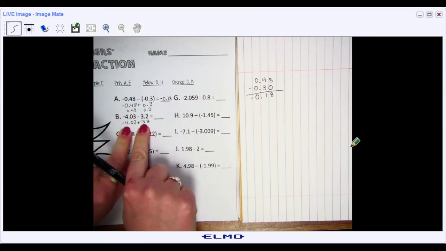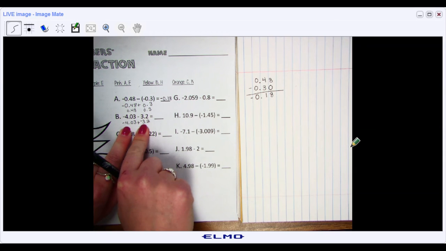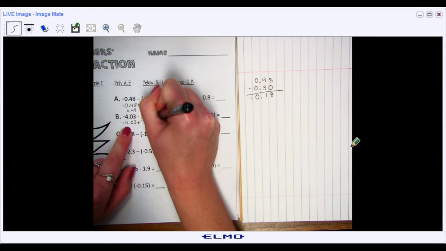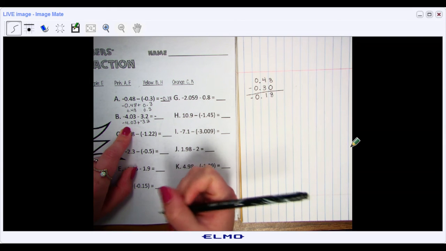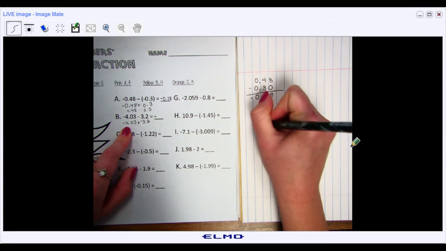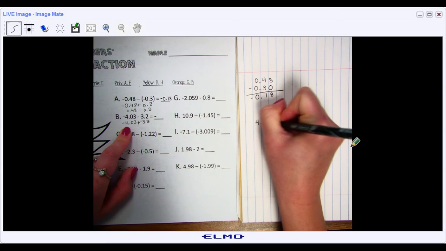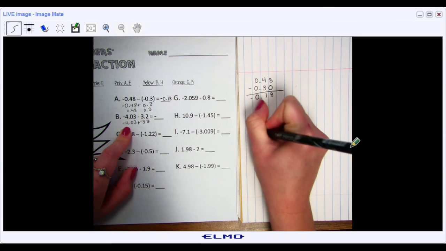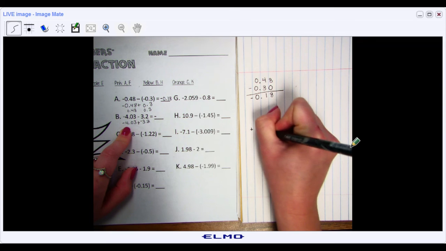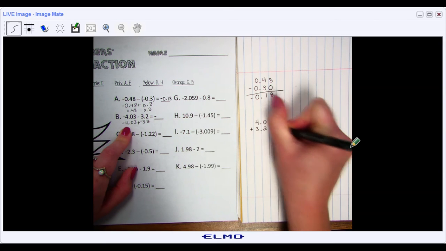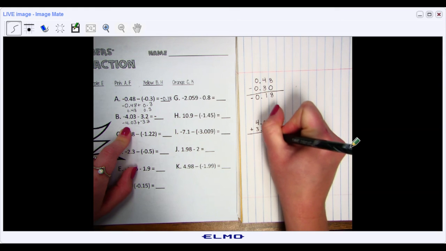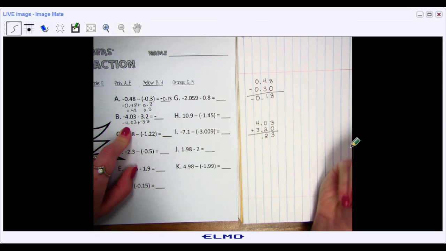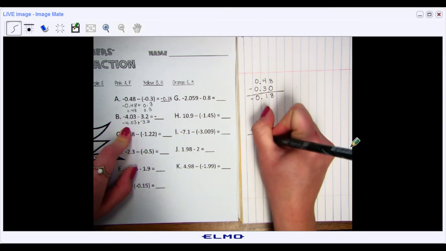So now I've got the same signs. Woohoo! That makes my life easier because right away I know this is going to be a negative number. So now I can just add these like normal. So I'm going to come over here and do 4.03 plus 3.2. I'm going to add my 0. 3 plus 0 is 3. 0 plus 2 is 2. Drop down my decimal point. And then 4 plus 3 is 7.